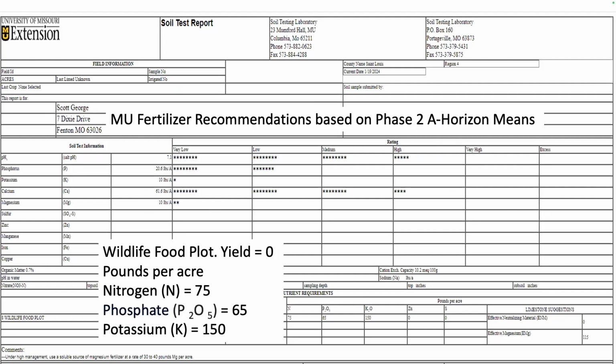So there are tools where you can actually go online and enter this information. Remember, it's the phase 2 A horizon means. I put in a wildlife food plot with a yield of 0, and then they'll print out a recommendation of pounds per acre of fertilizer. And just based on this, they would want you to add a lot of nitrogen and phosphate and potassium to the soil.